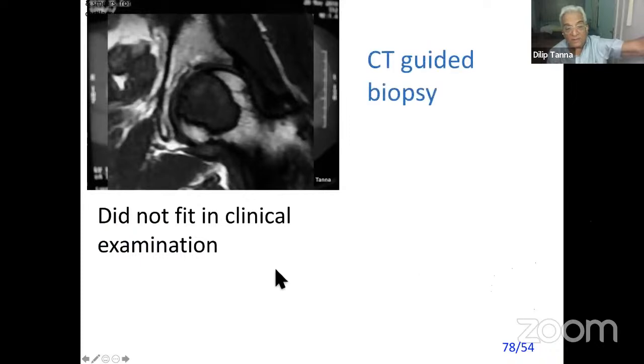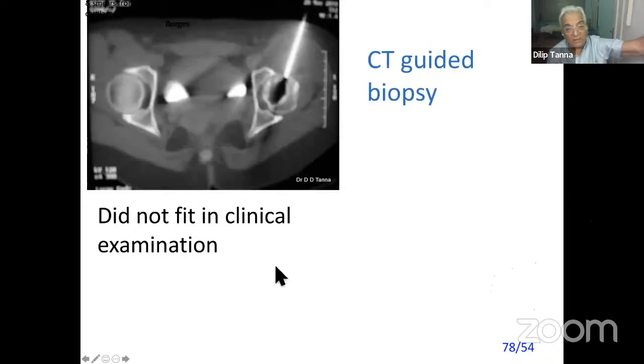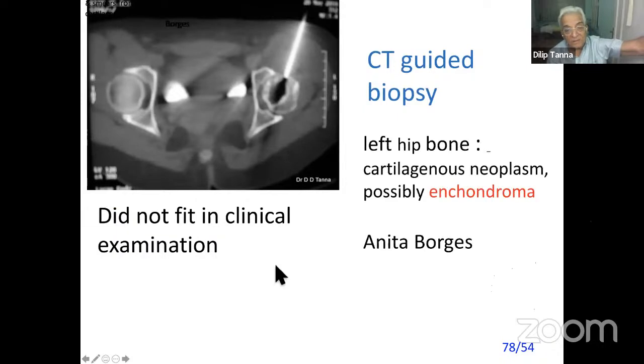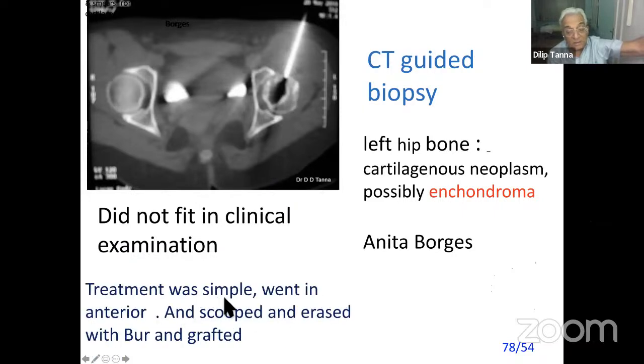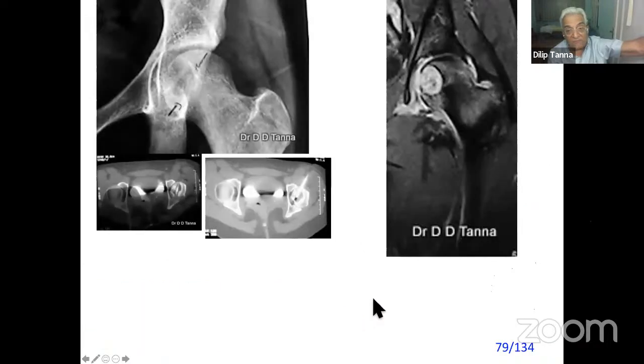CT-guided biopsy, I did it. This is how typically the biopsy was done. Left hip bone cartilage neoplasm, possibly enchondroma. Anita Bodhis, as I said, is one of the final words in Bombay as far as histology is concerned. This was her diagnosis. Treatment was simple. Went in anterior and scooped it out, then erased with the burr and grafted. That was the end of the story.